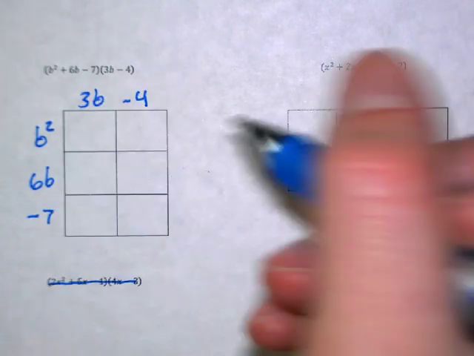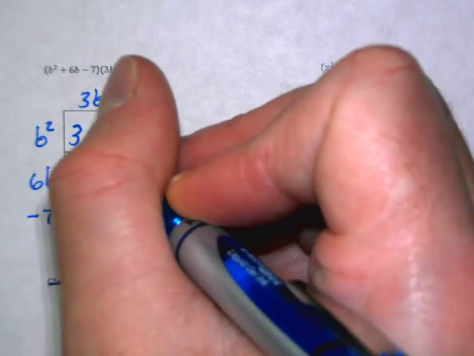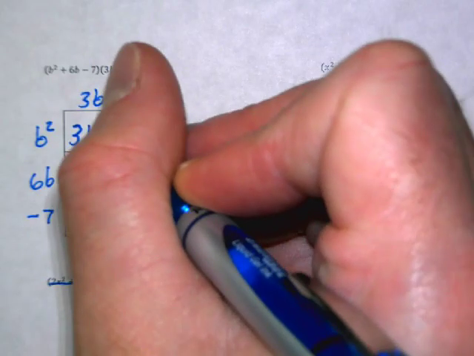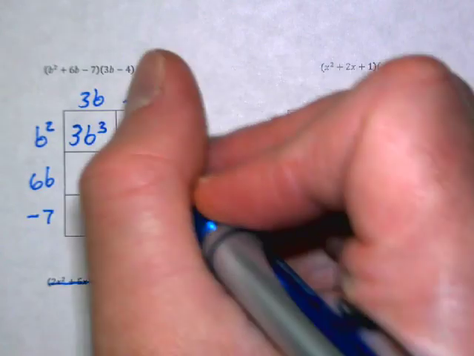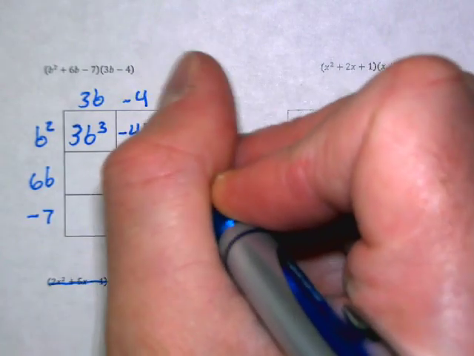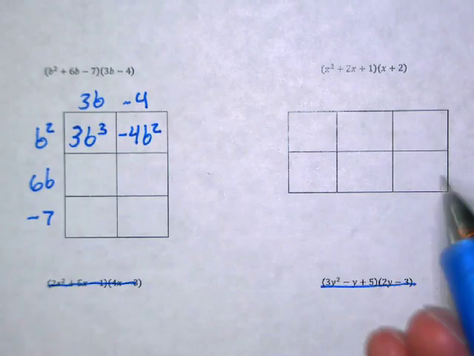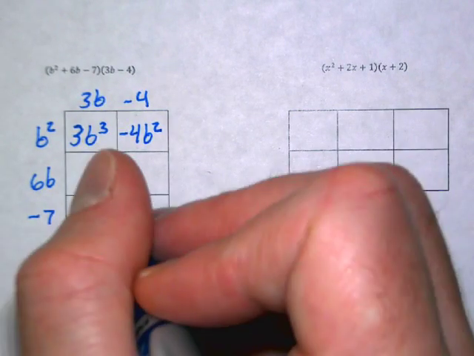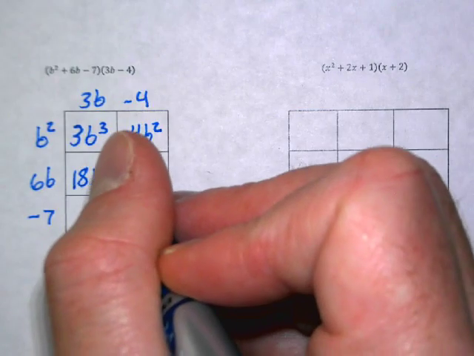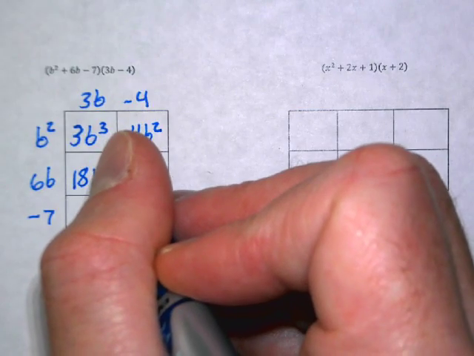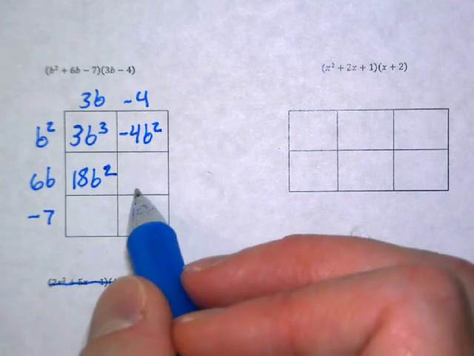Okay, so what would our first box be? 3b times b squared. 3b to the third, perfect. Negative 4 times b squared. Negative 4b squared, right? And then 6b times 3b, what would that give us? 18b squared. Yeah, 1 plus 1.